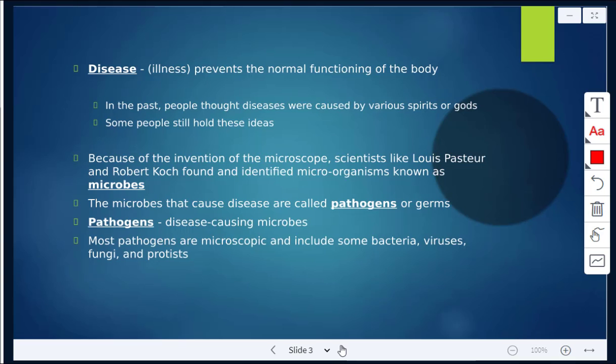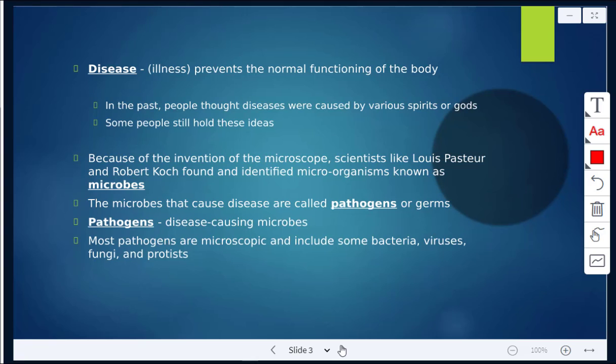So what is disease? It's an illness which prevents the normal functioning of the body. And in the past, people thought diseases were caused by various spirits or gods, and some people still actually hold those ideas. But because of the invention of the microscope, scientists like Louis Pasteur and Robert Koch found and identified microorganisms known as microbes. And it's these microbes that cause disease.